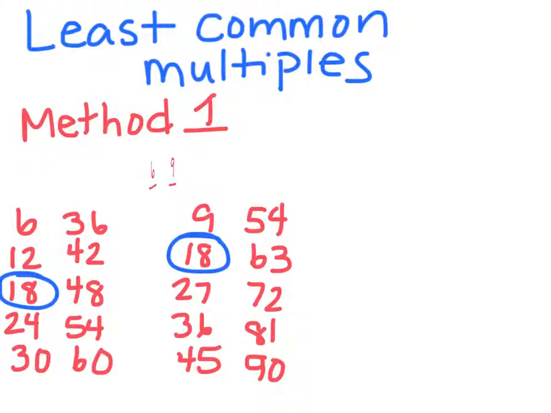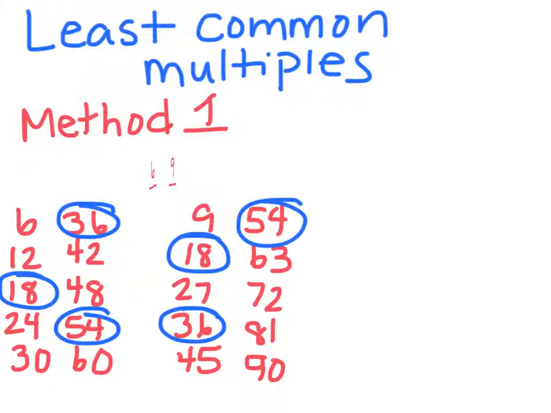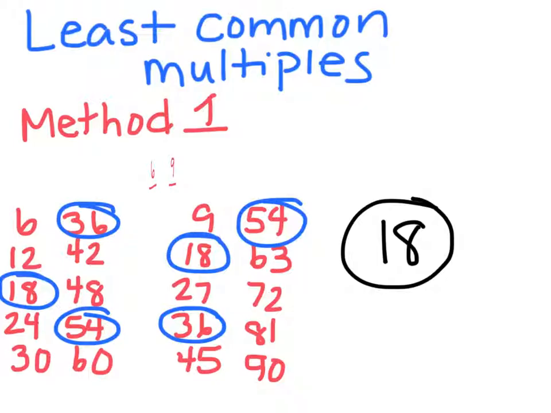Both 6 and 9 have 36. And both 6 and 9 have 54. To identify the least common multiple, all we're doing is looking for the multiple with the lowest value. In this case, that's 18. So using method 1, we've determined that the least common multiple of 6 and 9 is 18. Let's take a look at method 2.